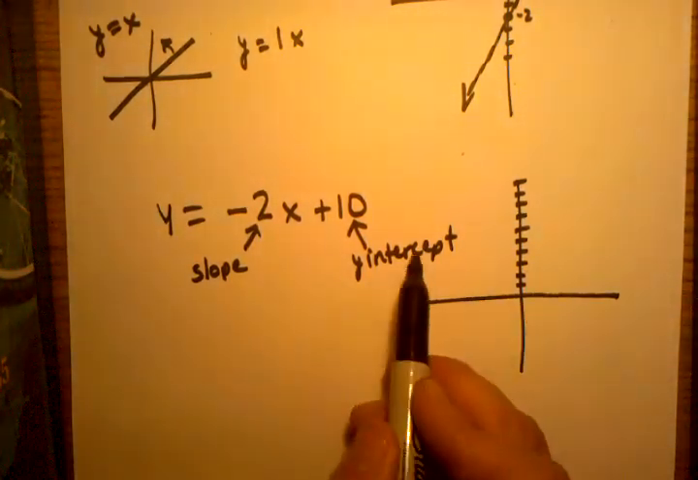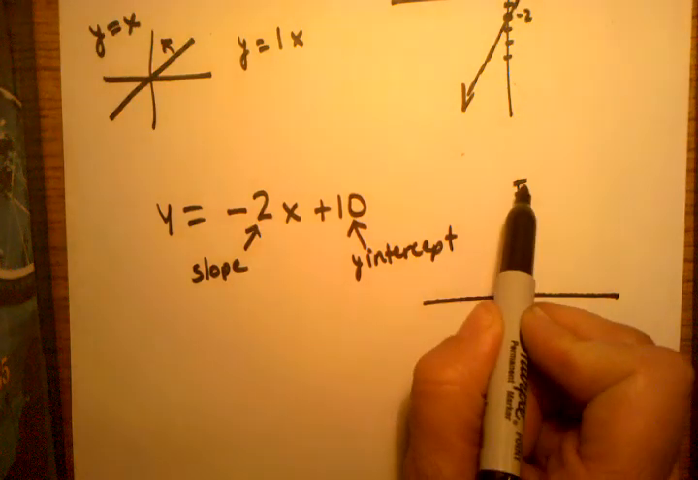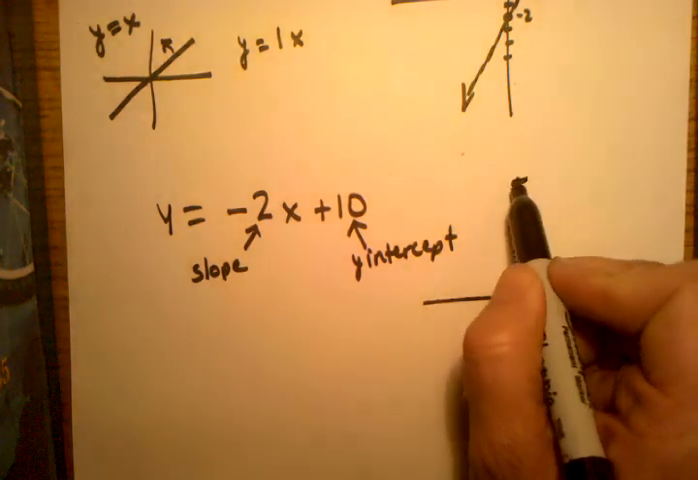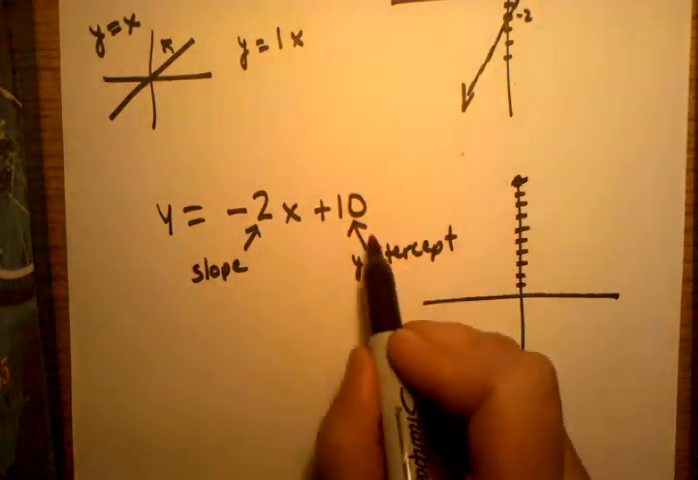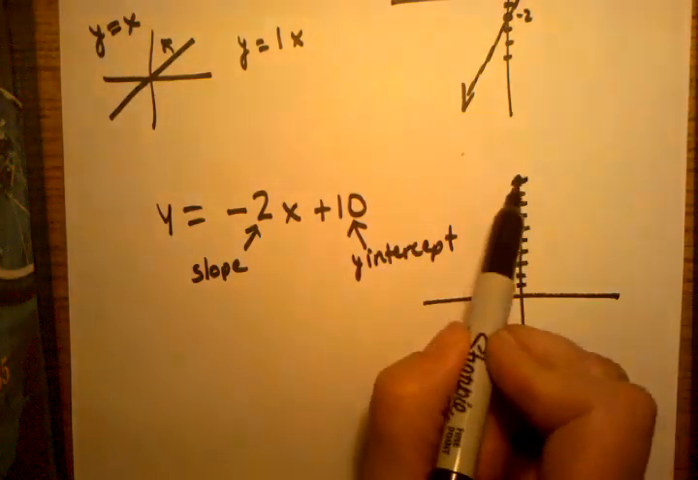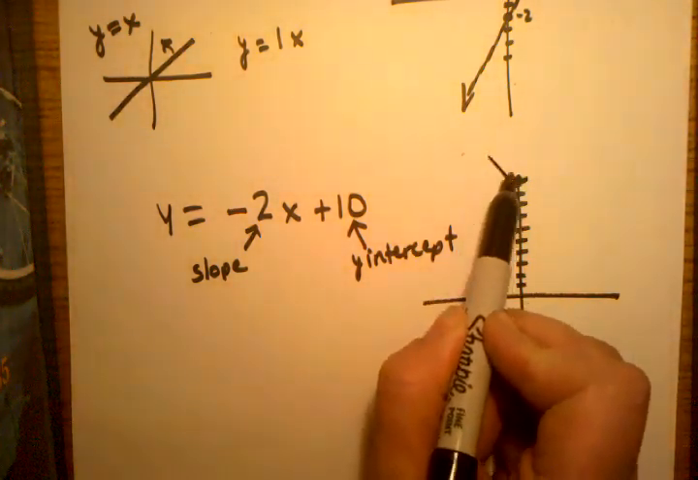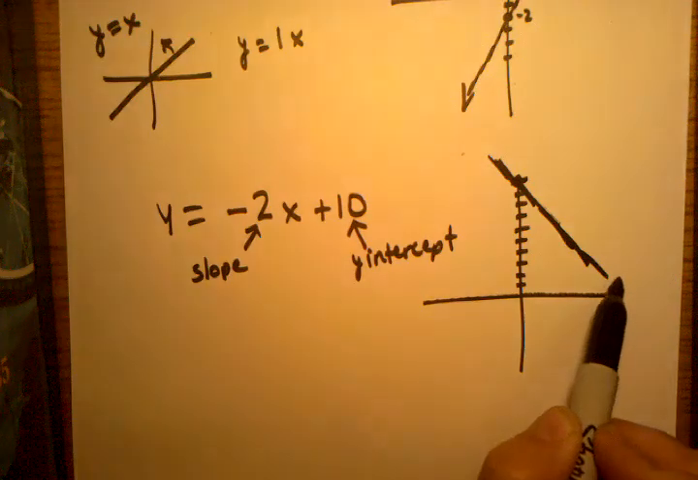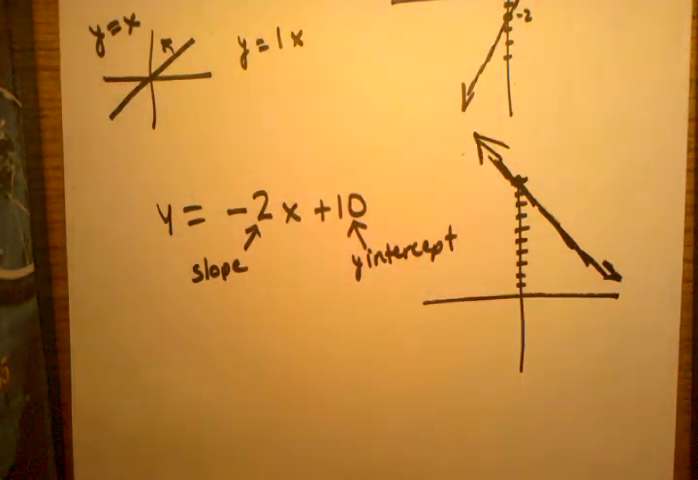But because I have to make it negative, I'm going to have to reverse that. So basically I know the line is going to cross through here. That's my y-intercept, and my negative 2 slope is something like that. If I were to sketch it, that's about how I would do it.